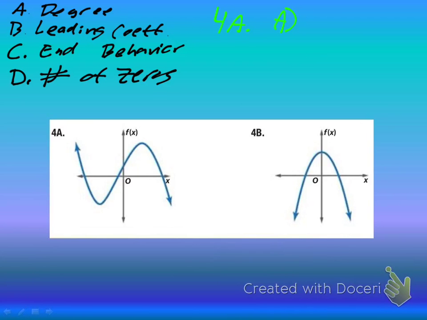You would have to have the graph itself to know exactly what degree it is. There's a way, but it's not for you guys. So for function A, since it points in opposite directions, that tells you it's odd. Opposite directions means odd.